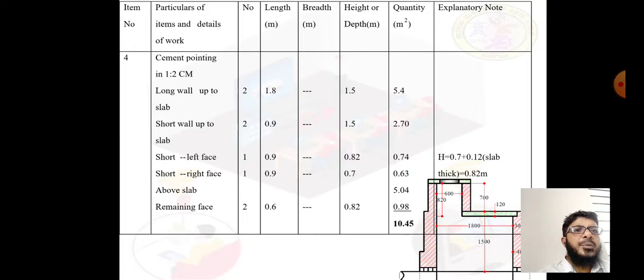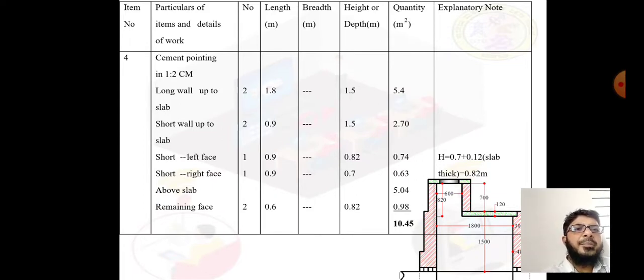So you can see how 0.82 meter is calculated, that is 700 mm plus thickness of the slab 120 mm. So if you add you will get 820 mm or 0.82 meter. Then short wall right face 1.9 and it is 0.7 only. So 0.7 means thickness of this slab is not included here, and you got a quantity of 0.63.